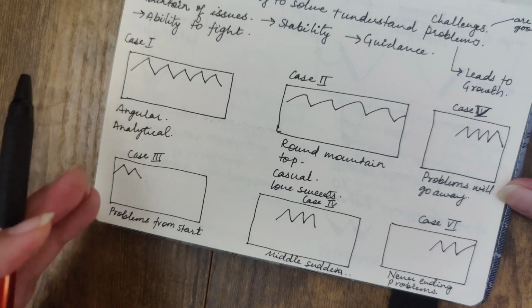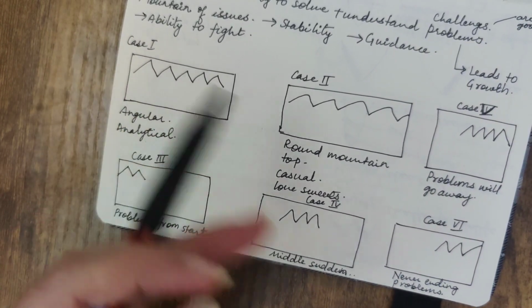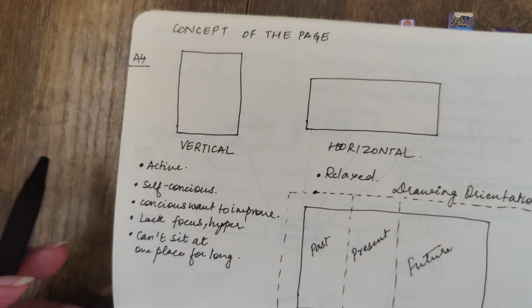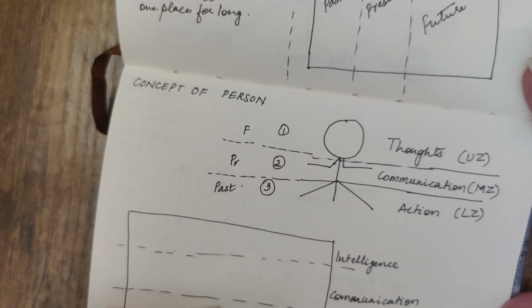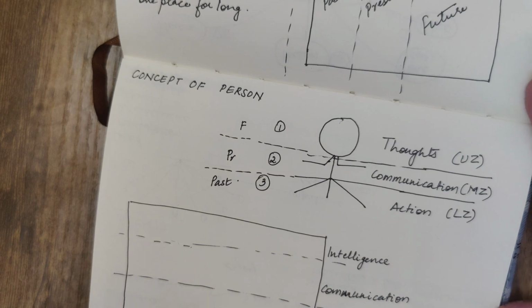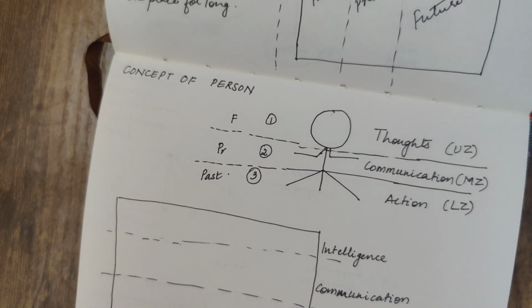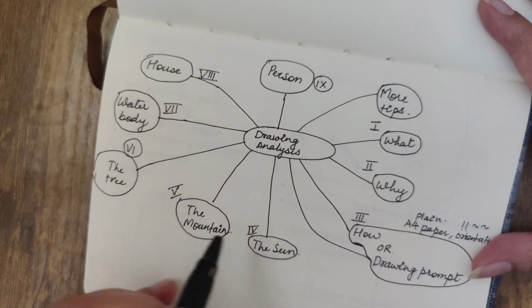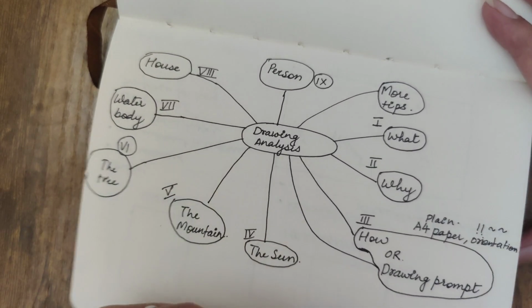Okay, I hope this was useful. Today we looked at the meaning of the mountain, touched on a few graphology concepts like pastosity and slants, and looked at the concept of the person and breaking the page in thirds, from top to bottom and left to right. I'll come back again soon and explain the meaning of other components on the drawing, like the tree, the water body, etc.